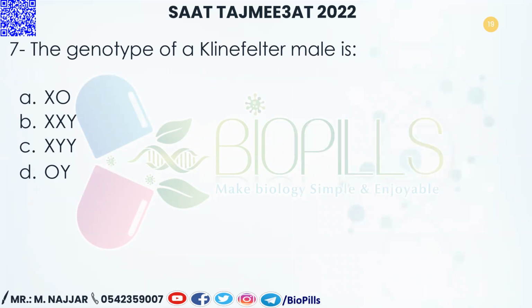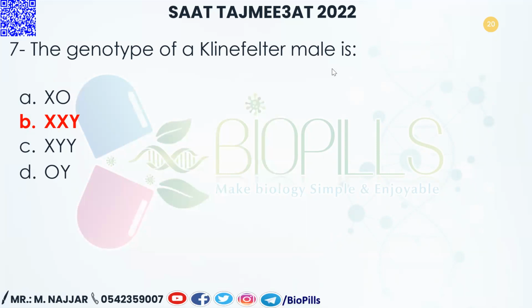Question number 7. The genotype of a Klinefelter male is A, XO, B, XXY, C, XYY, or D, Y. Klinefelter syndrome is a male with female characteristics. So it has one extra X chromosome. And the correct answer here is exactly B, which is XXY.